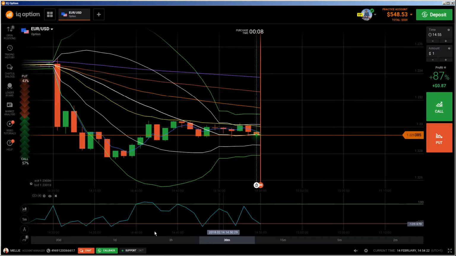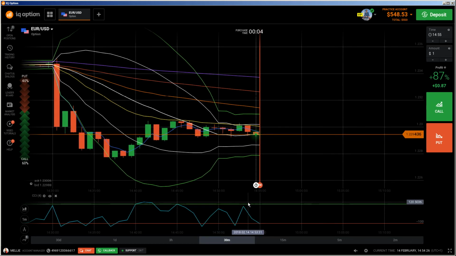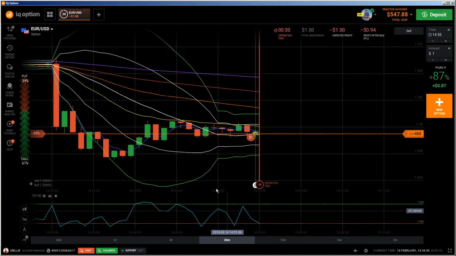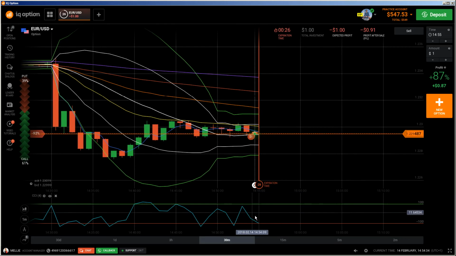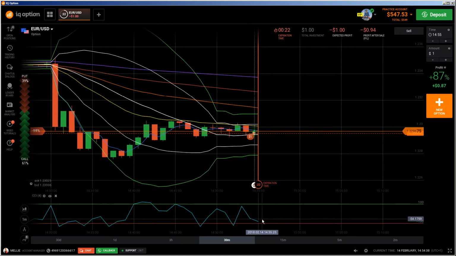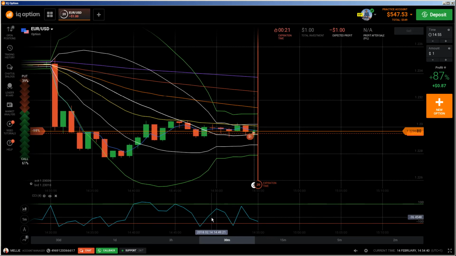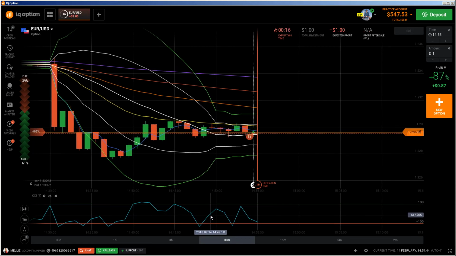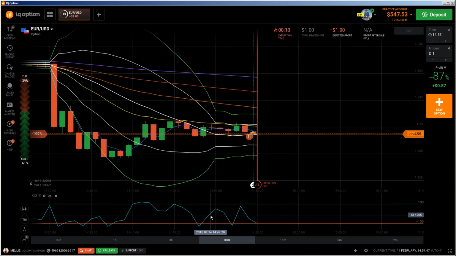So here you see it. Here above we have the overbought area. This is to get a put here. I'm going to do a put because this candlestick is telling me that we are going down, and the CCI is also telling me that we are in a downtrend because we are below the zero line. If we are below the zero line, it means that we are in a downtrend.